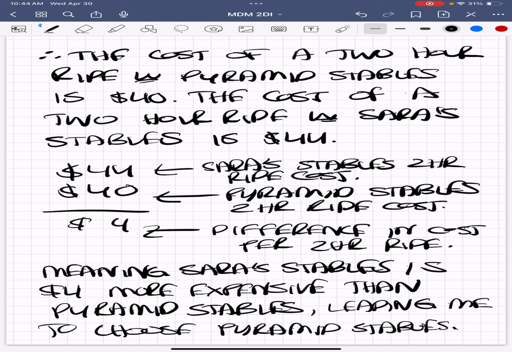The cost of a 2-hour ride with Pyramid Staples is $40. The cost of a 2-hour ride with Sarah Staples is $44. And then we did some subtraction here, and we found the difference in cost per 2-hour ride, meaning Sarah Staples is $4 more expensive than Pyramid Staples, leading me to choose Pyramid Staples for a 2-hour ride.